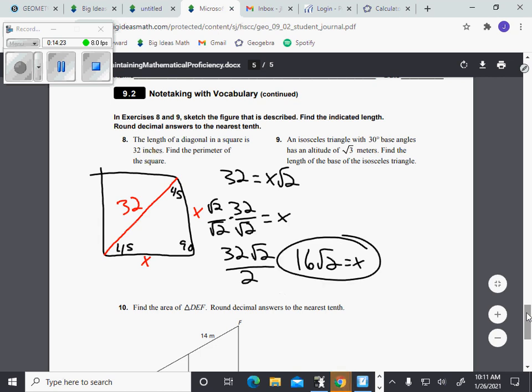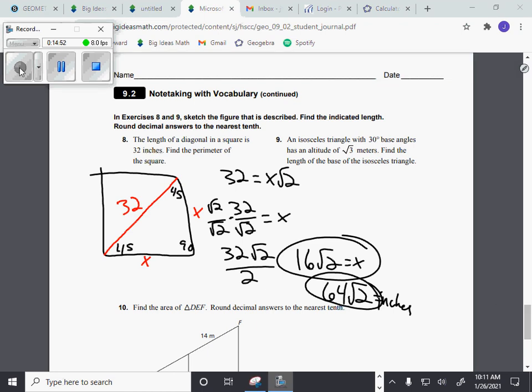Now, it says find the perimeter. So I have to multiply that by 4. What's 16 times 4? 16, 32, 48, 64. 64 square root of 2. Oh, that's our perimeter. I'm just going to circle it. Okay. 64 square root of 2 inches.